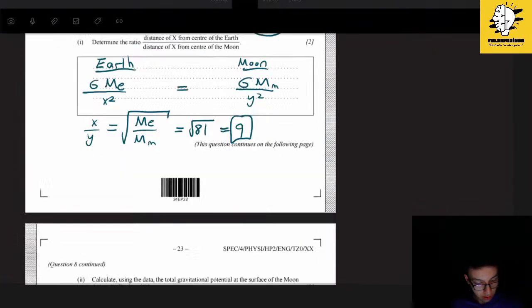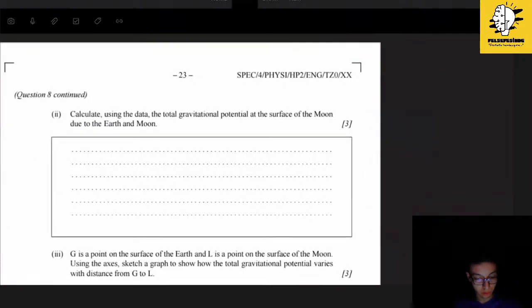Okay. Calculate using the data the total gravitational potential at the surface of the Moon due to the Earth and Moon. Very easy, guys. Very easy. If you want, can I solve it? I can solve it. Here you go.